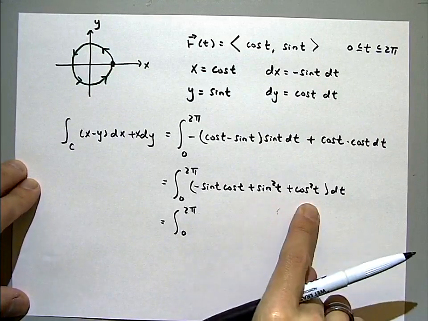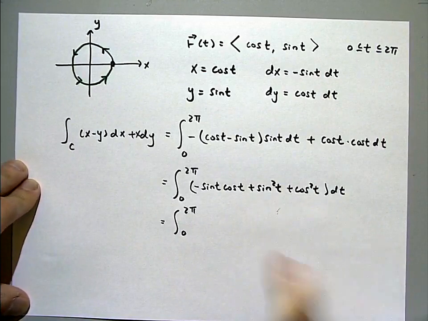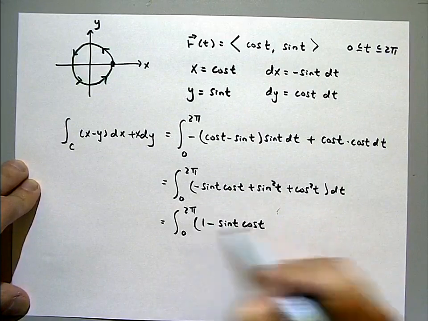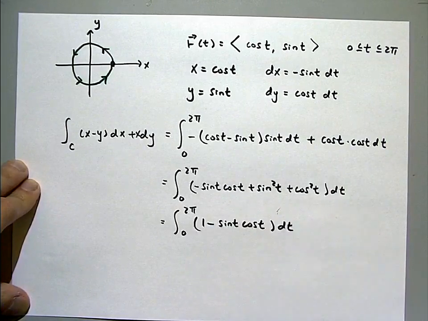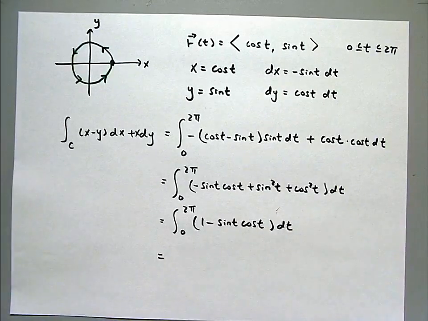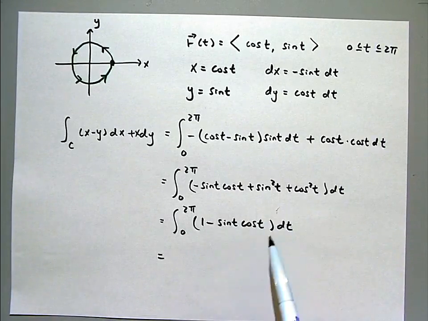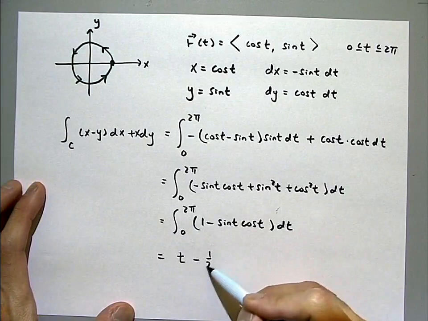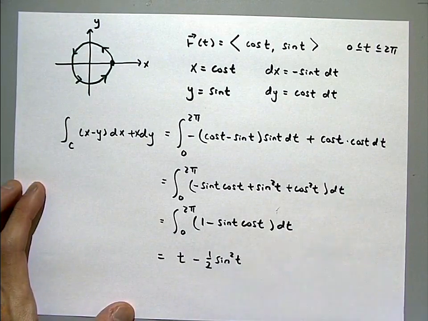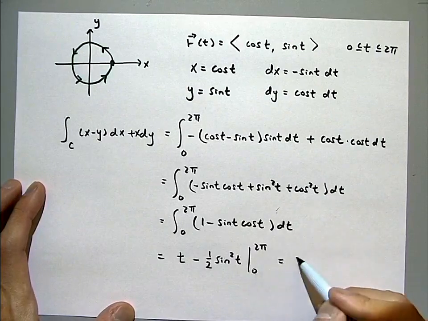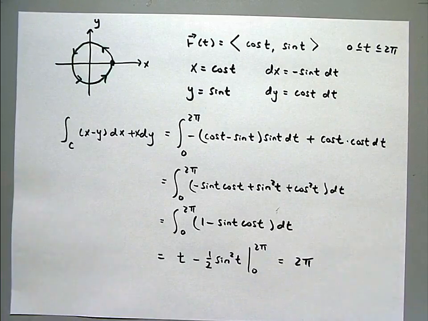And of course, cosine squared plus sine squared is 1. So this is 1 minus sine t cosine of t dt. And this is pretty easy to integrate. For the second part here, do a substitution. The first one, of course, turns into t. So once you integrate this, you get t minus 1/2 sine squared of t, 0 to 2 pi. So this turns into 2 pi.